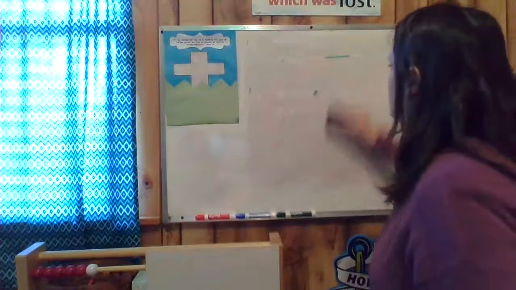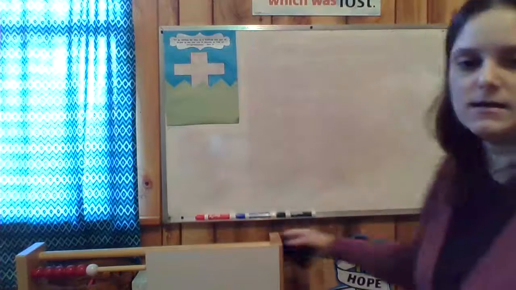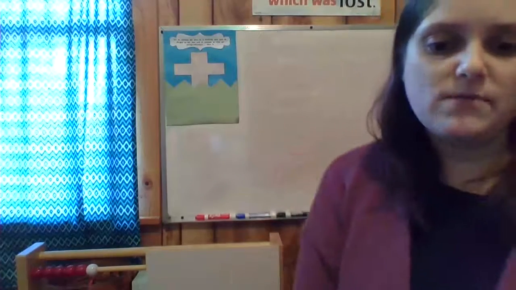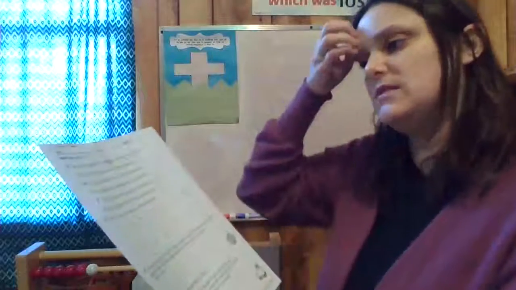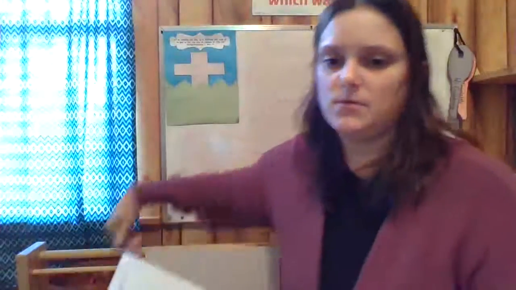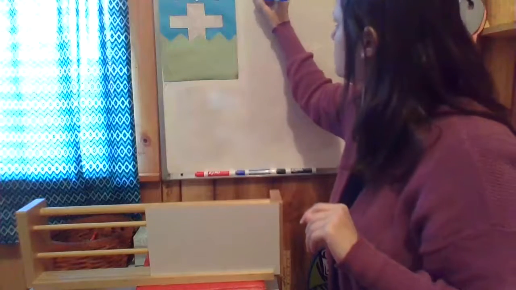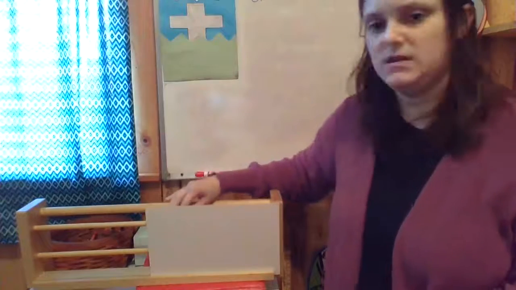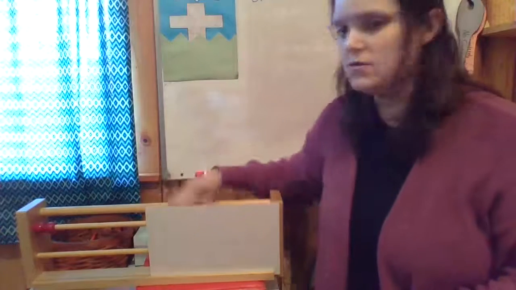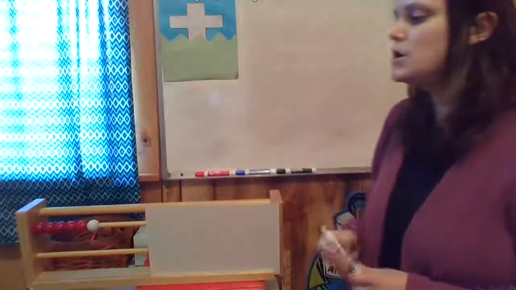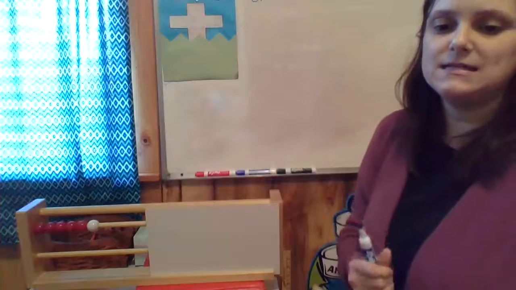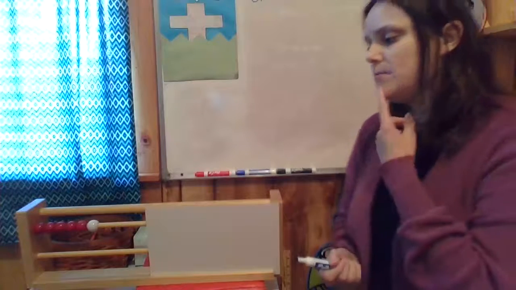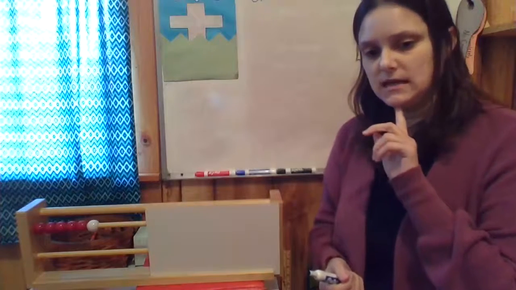Okay, on the back, it says solve each of the problems below and write the answers on the line, okay? So we're going to use the number rack to help us figure these out. Okay, so letter A says I have 6 beads, okay? So I'm going to move over 6 beads. Ready? Let's count it by twos. 2, 4, 6. So how many more beads do I need to make 10?